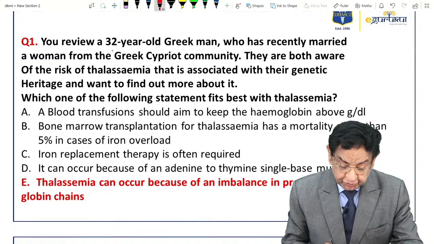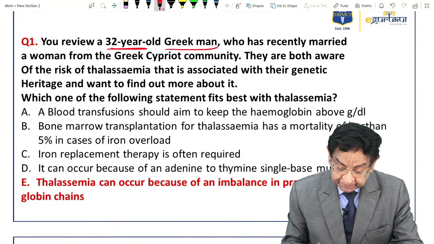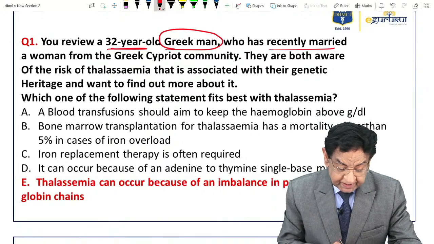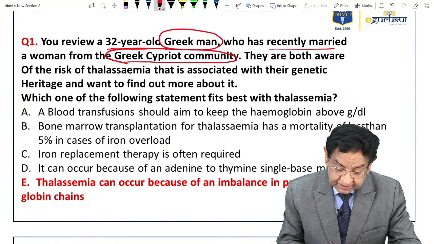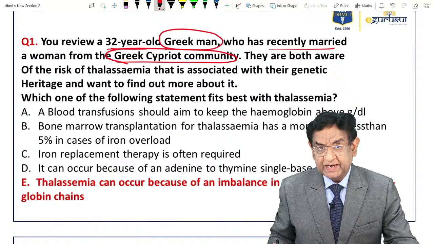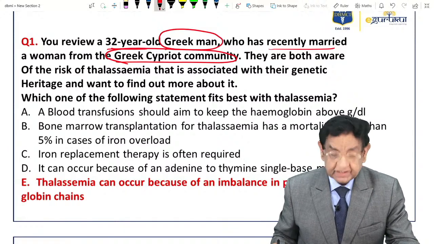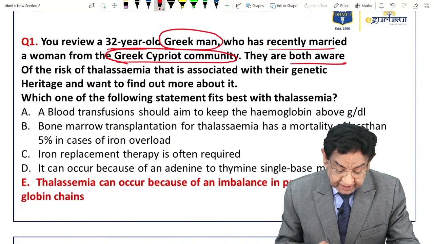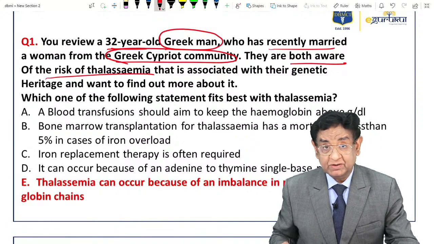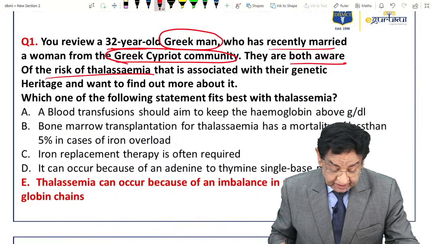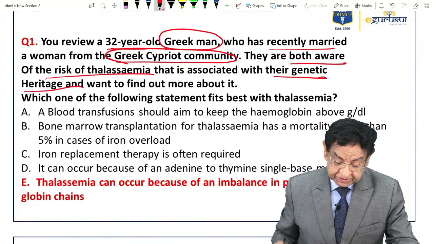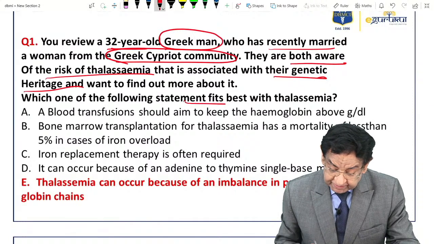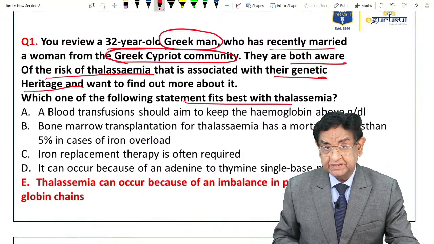You are getting a 32-year-old Greek man. This is important. Who has recently married a woman from the Greek community. That means a Greek person, male, is marrying a Greek lady. Both from Greece. And both of them are aware of thalassemia. Quite educated people they are. And they also know that genetic heritage. And they want to know about it. Of course, they have come to you. Now, which is the best statement regarding thalassemia?